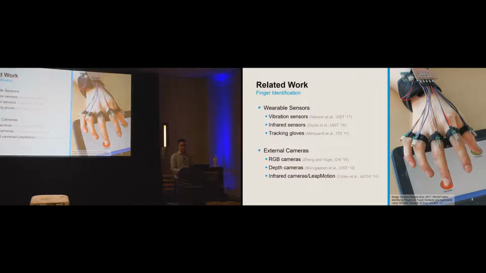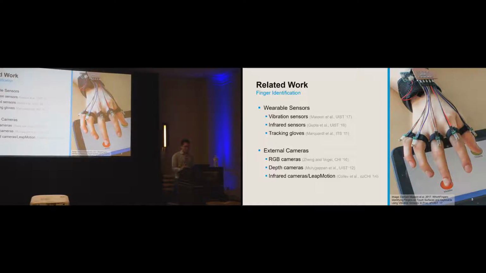Previous work presented a wide range of approaches to identify fingers for touch interaction. One approach includes wearable sensors, which are attached to the user's fingers and hand. The image here on the right shows a prototype by Masson et al., who used vibration sensors to identify the touching finger. But the major disadvantage of this approach is that it is inconvenient, since users have to deal with multiple sensors and devices.